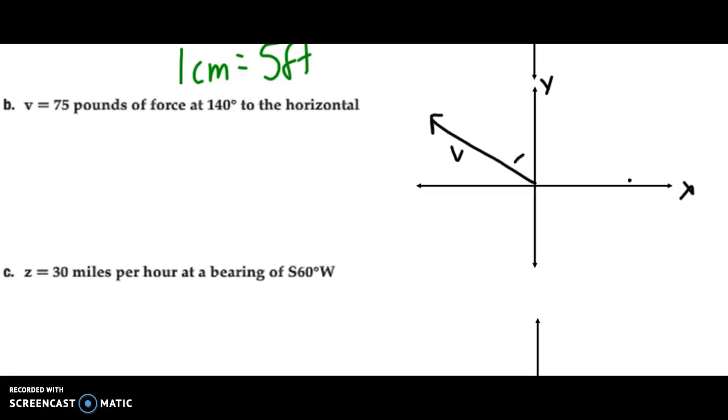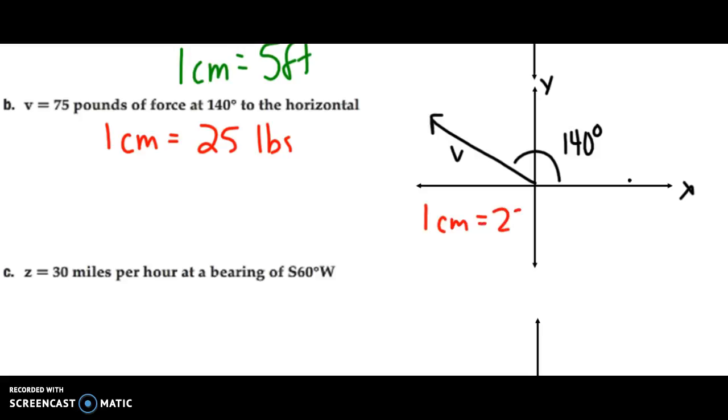Okay? I know that this amount right here is 140 degrees. Okay? And we want it to be 75 pounds. So for example, let's say that I drew my line 3 centimeters. So I'm going to say 1 centimeter is equal to 25 pounds, because 3 centimeters then would be 75 pounds. So I'm going to write that as my scale. 1 centimeter is equal to 25 pounds. Again, yours might be different than mine, but this is what I have right here.